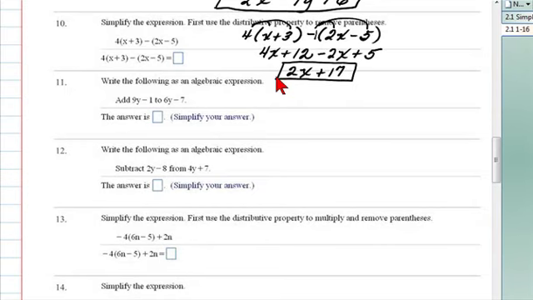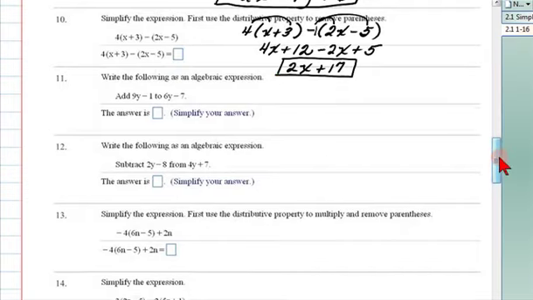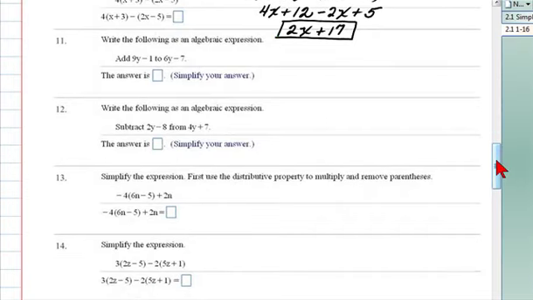Once again, are y'all able to see this okay from the back? Okay. All right.